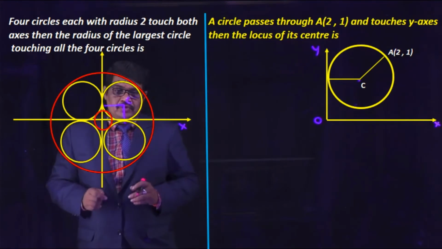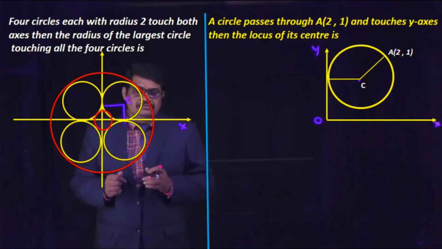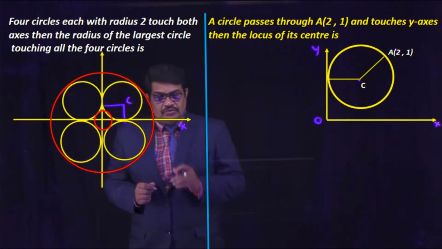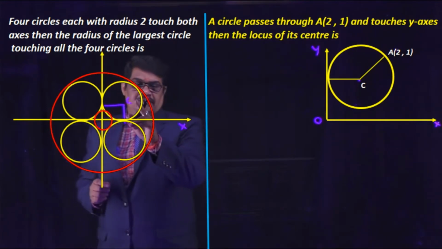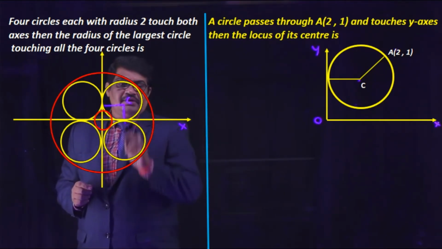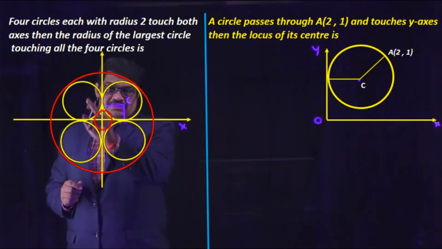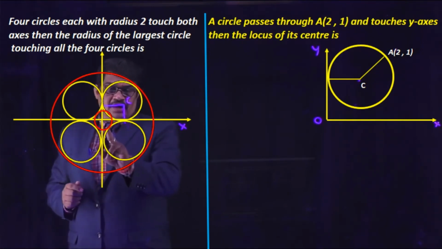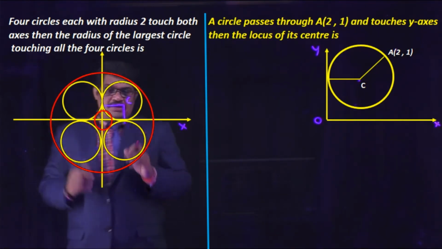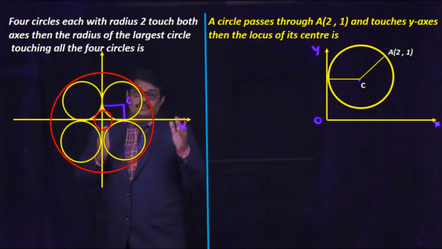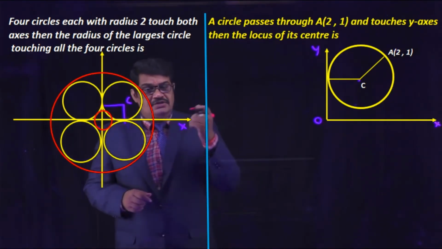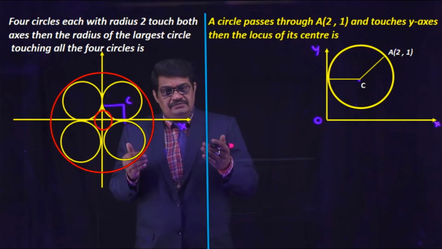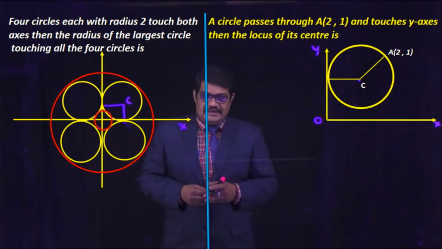Okay, look at the diagram. Here there are four circles, each with radius 2 units. This is the first circle, which touches both the coordinate axes, and this is a second circle which also touches both axes, in the second quadrant, and then the third and fourth quadrants. These are the four circles touching both coordinate axes with radius 2 units, as given. Then we have to find the largest circle which touches all the four circles.